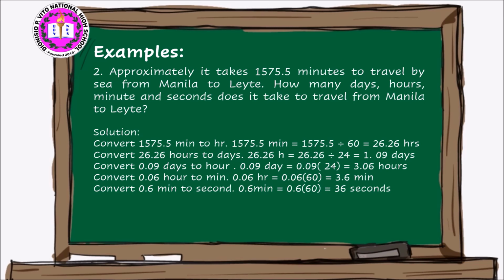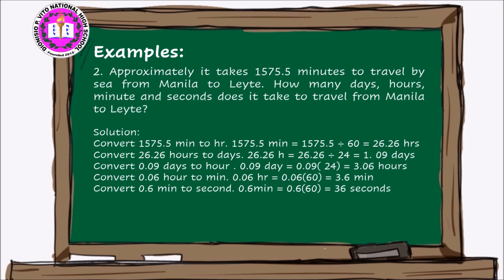So, 1,575.5 minutes is equal to 1,575.5 divided by 60, which is equal to 26.26 hours. And we're going to convert 26.26 hours to days. So 26.26 hours is equal to 26.26 divided by 24, which is equal to 1.09 days.